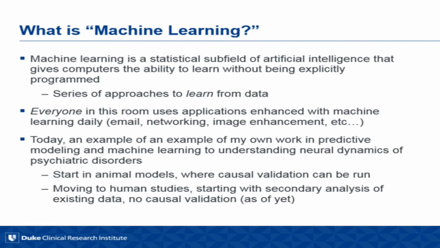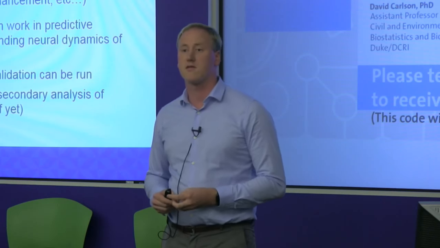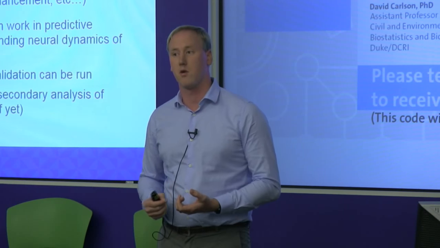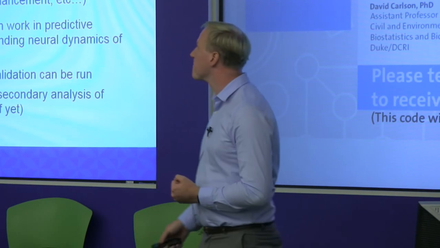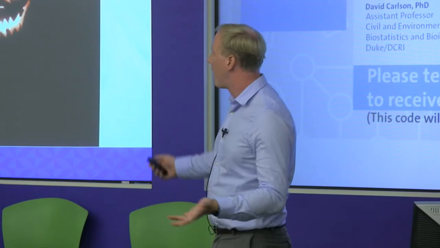Most of my talk is actually going to be on animal models. One of the really nice things about animal models is that whenever we're learning things with our algorithms, we're going to be able to run causal validation. At the end of the talk, I'm going to talk a little bit about the efforts we're doing on human studies. We're doing some secondary analysis of some clinical trials that are being run through the Autism Center.